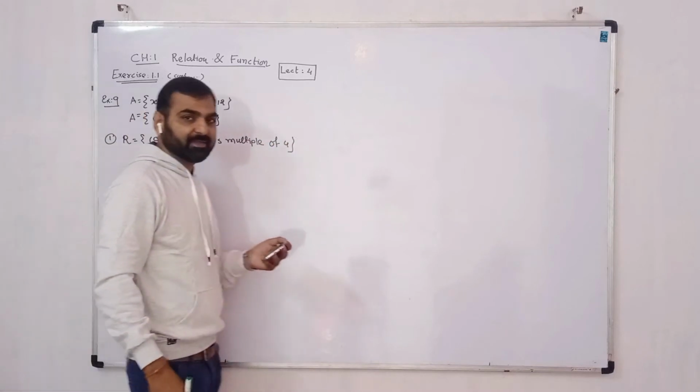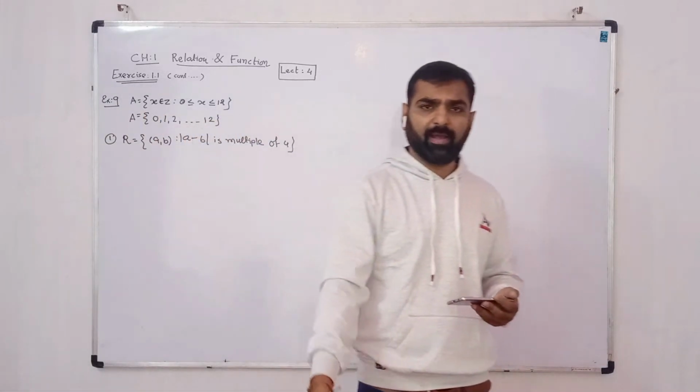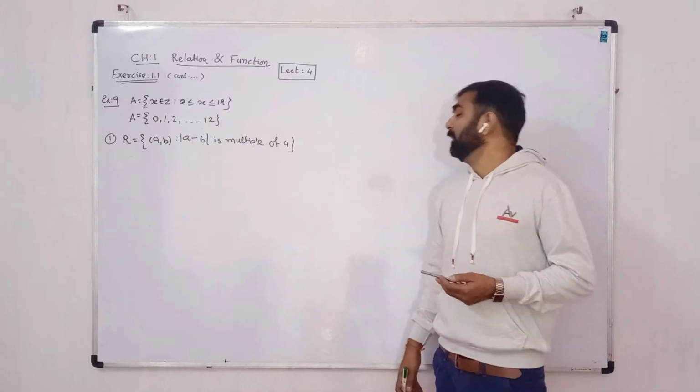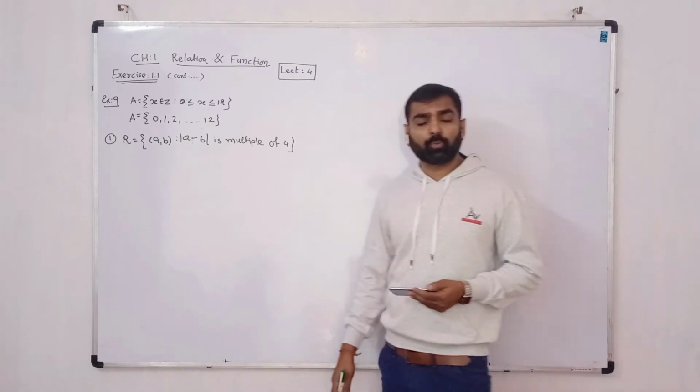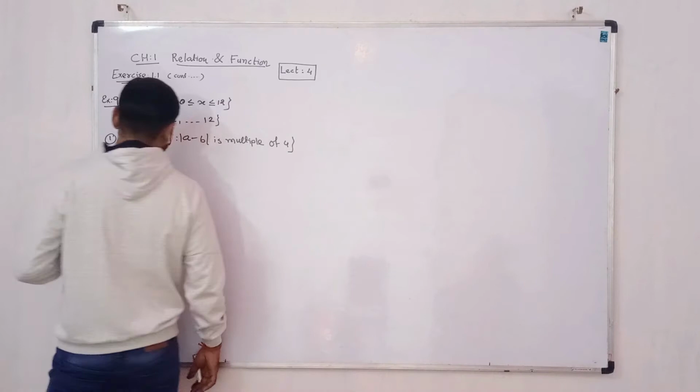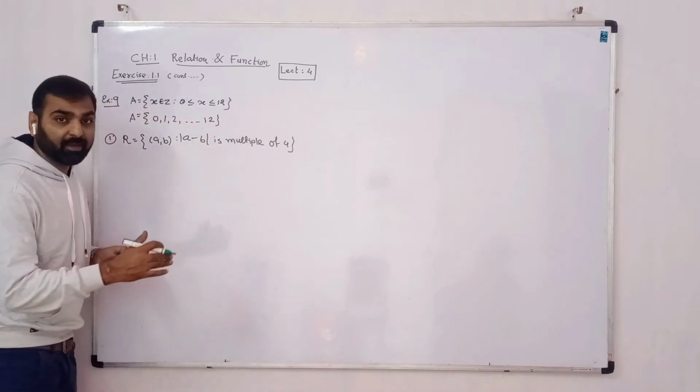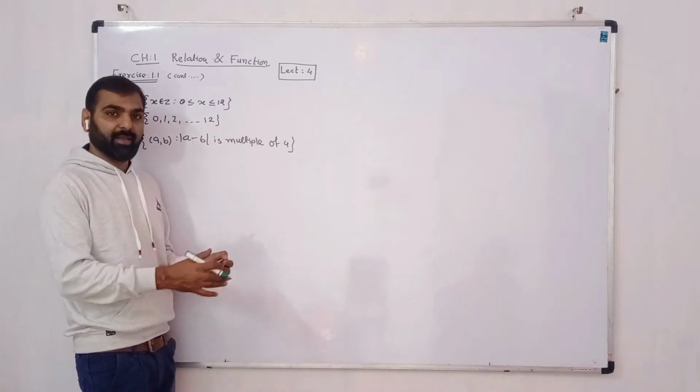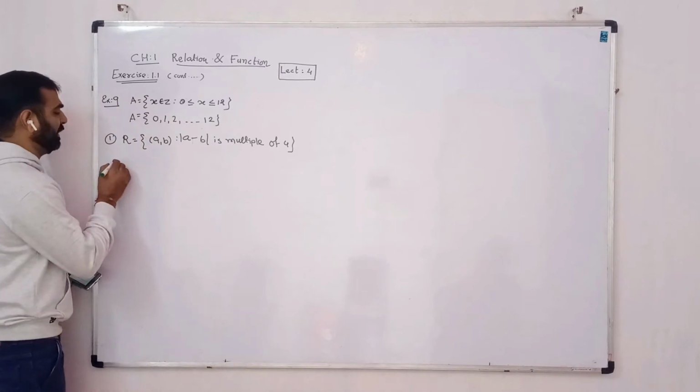Okay, so let's start. Multiple of 4, divisible by 4, something like that must have been given. चलिए तो पहले इसको प्रूव करते हैं. What is this? It is reflexive, symmetric and transitive. That's why it is an equivalence relation. तो पहले रिफ्लेक्सिव करने के लिए क्या करेंगे?